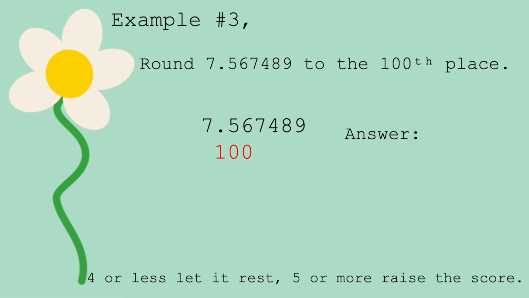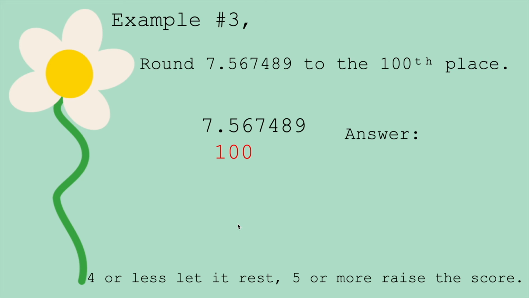For our third example here, it's telling us to round 7.567489 to the 100th place. Again, same concept, same idea, same steps. I have my value here, and then since I'm being asked to round to the 100th place, I place the 100 right under my value. I place my 1 right under the decimal, because let's just say that the 1 is represented by the decimal in our value. And then I place the zeros right after it to represent where I'm rounding, which in this case is the 100th place. And I have my phrase at the bottom, 4 or less, let it rest. 5 or more, raise the score. It's really easy to remember that because it rhymes also.